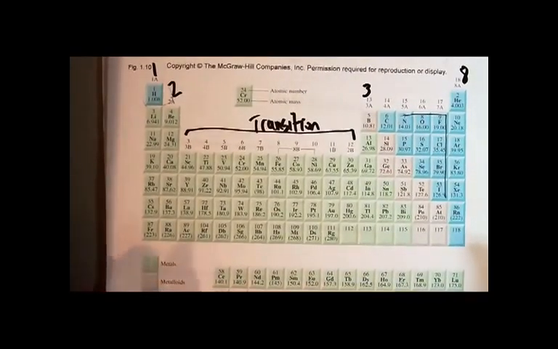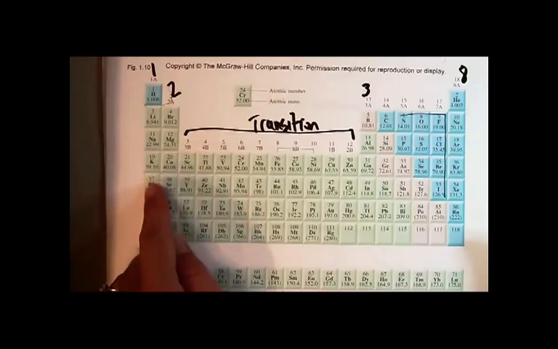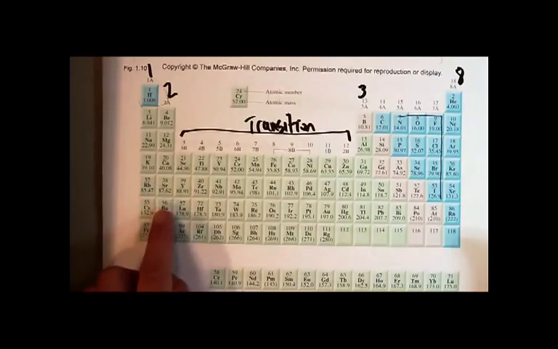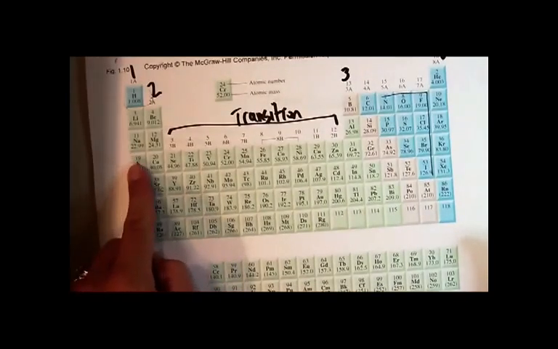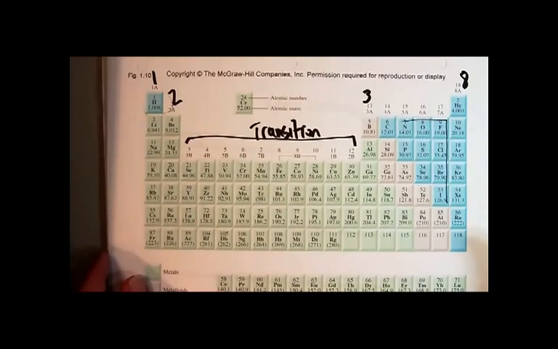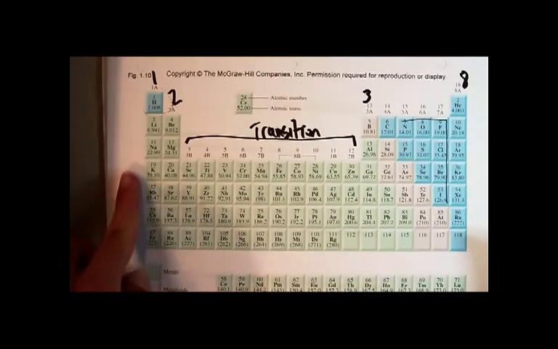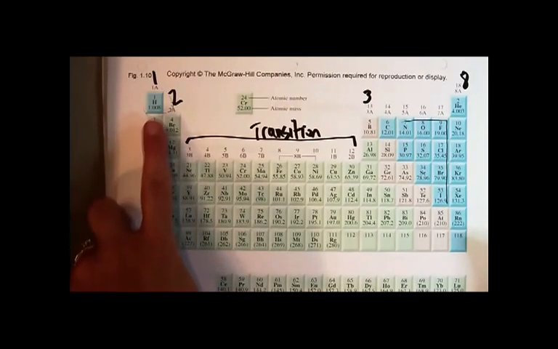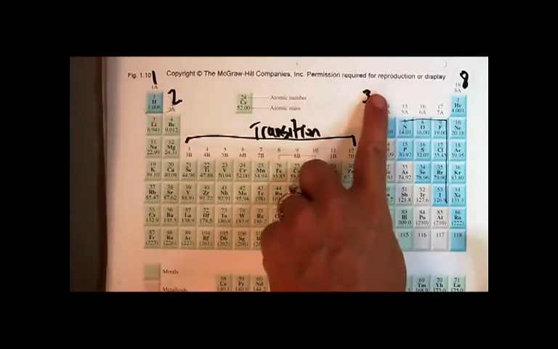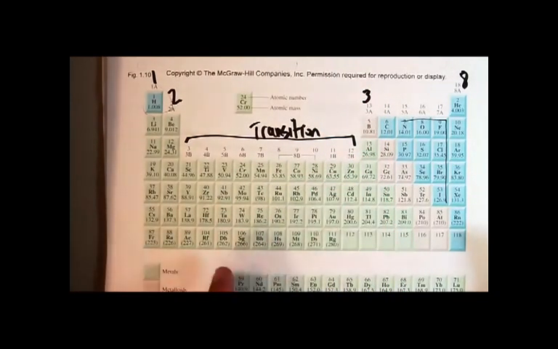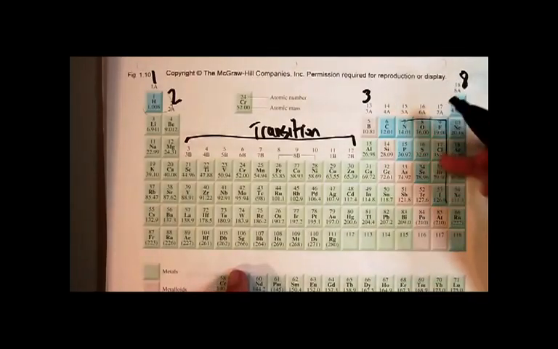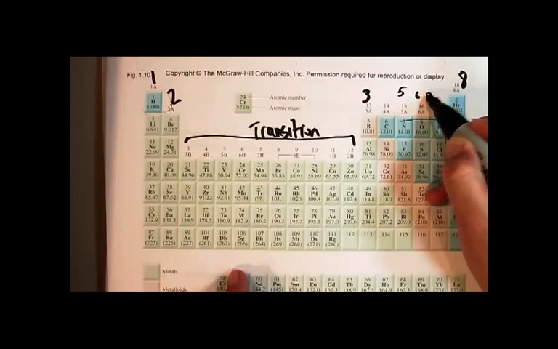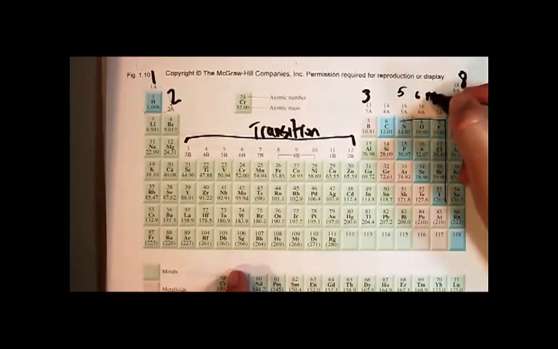And what happens is the metals in groups 1, 2, and 3 tend to lose their valence electrons to form ions. So if group 1 loses one electron, it's going to form an ion with a plus 1 charge, like the example we saw with sodium. Group 2 metals are going to form ions with a plus 2 charge because they're going to lose their two valence electrons. And group 3 metals are going to lose three electrons. All right? The nonmetals in groups 5, 6 and 7 tend to gain electrons.